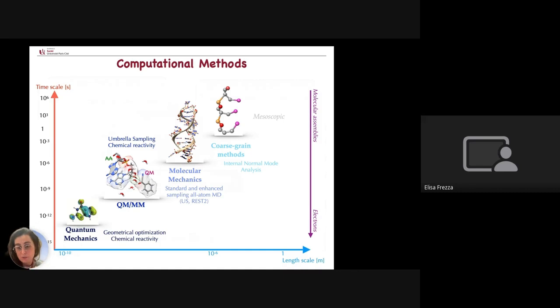We can optimize the structure, but we can also bring together the two levels of theory, the QM calculation and the MM calculation, to have on one side the flexibility of the structure and also the reaction that then takes place at the QM level.